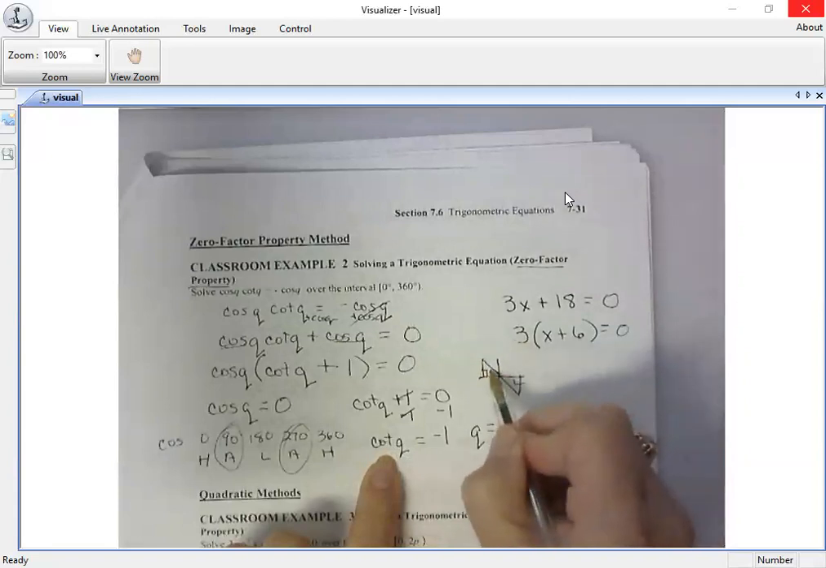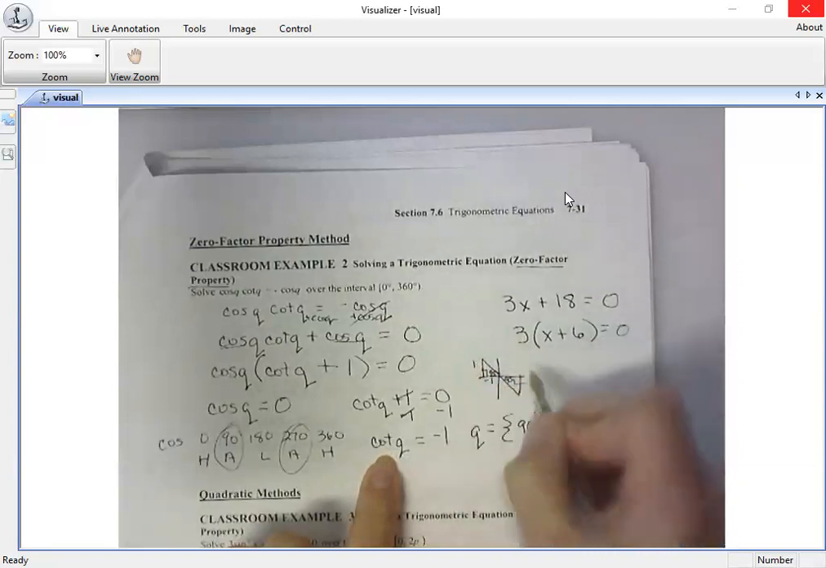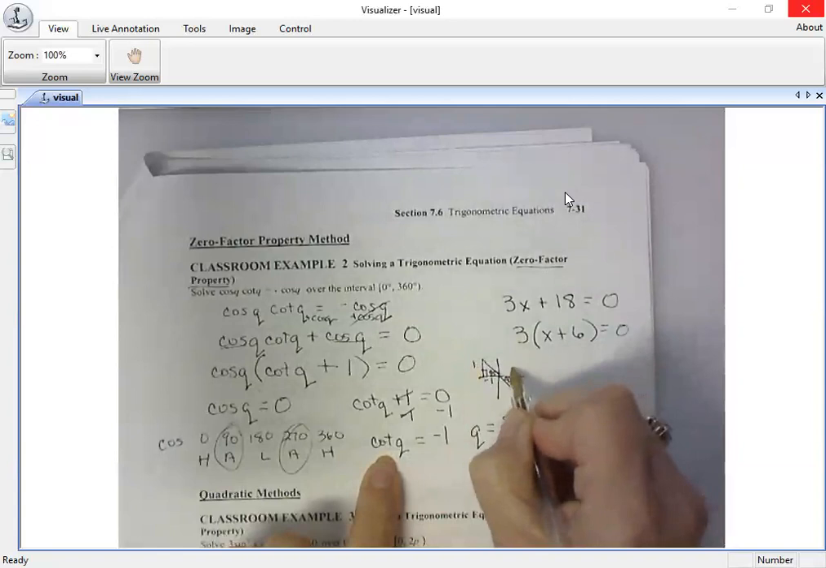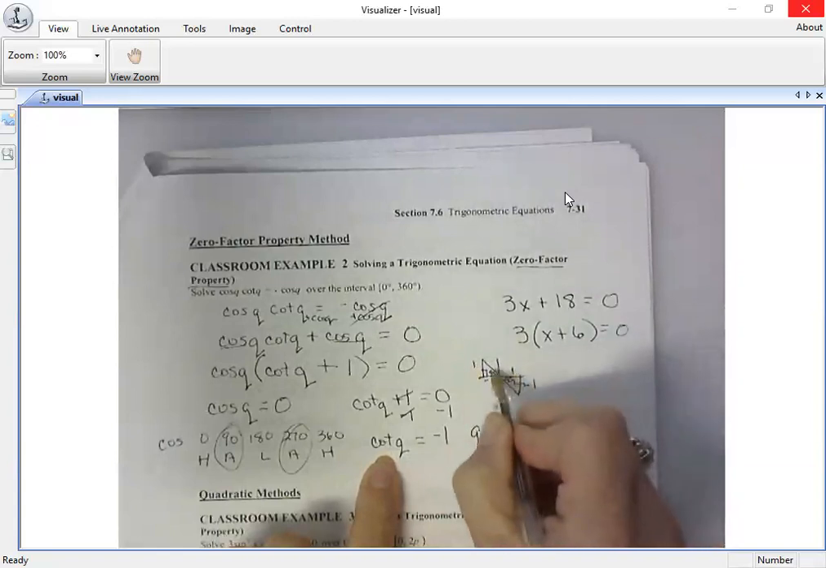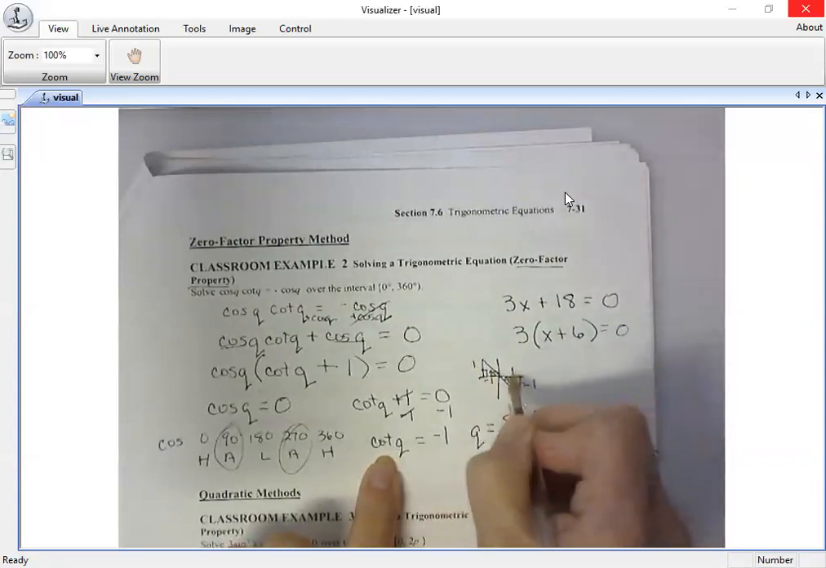So I know that's got to be 45 here. That's got to be 45 here. And my adjacent over opposite, this one is -1 over +1. This one is +1 over -1. So all I have to do is figure out what these angle measures are.